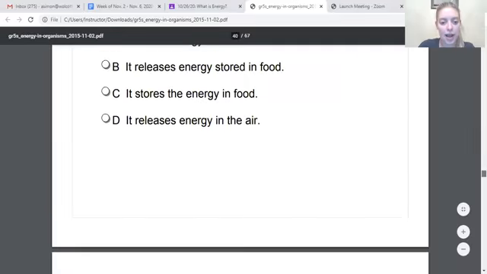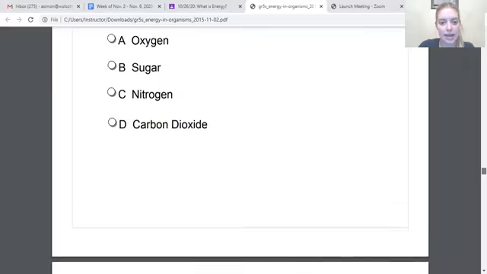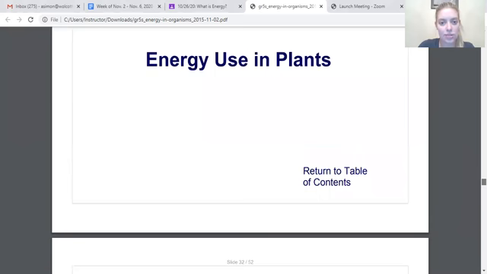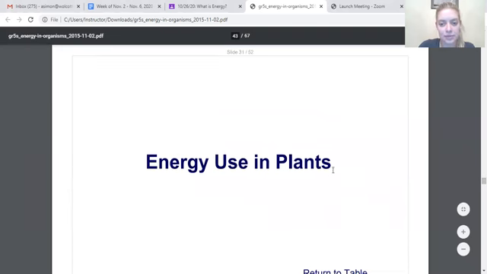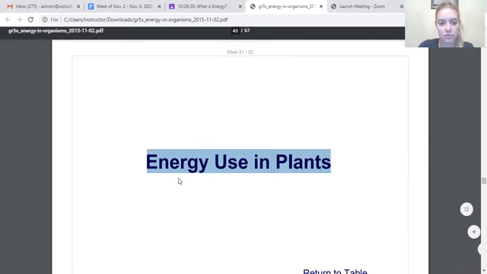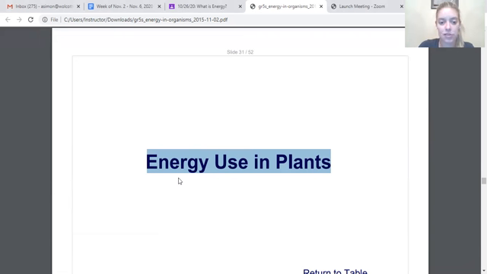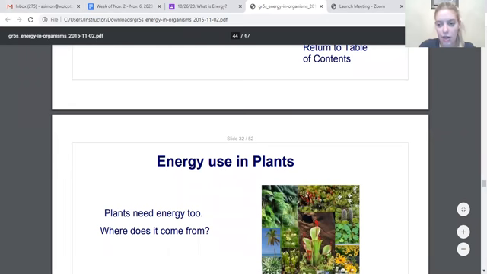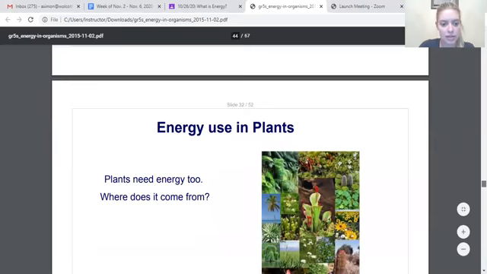All right, so today we're moving on to energy in plants. So in your notes, go ahead and write down energy use in plants. Remember, anything I highlight, you need to write down in your notebook because when you take quizzes, guys, and tests, you use these notes to help you.